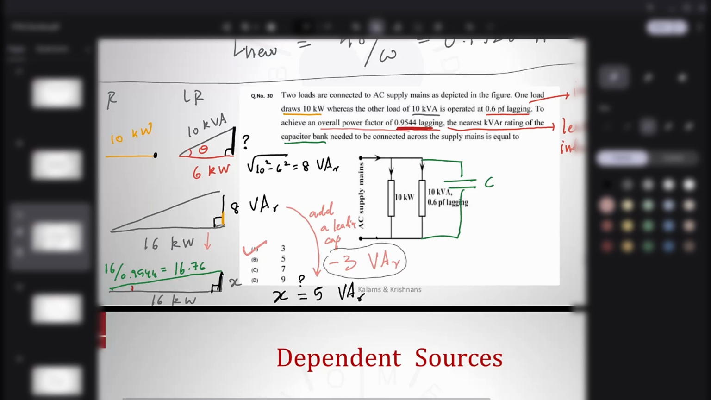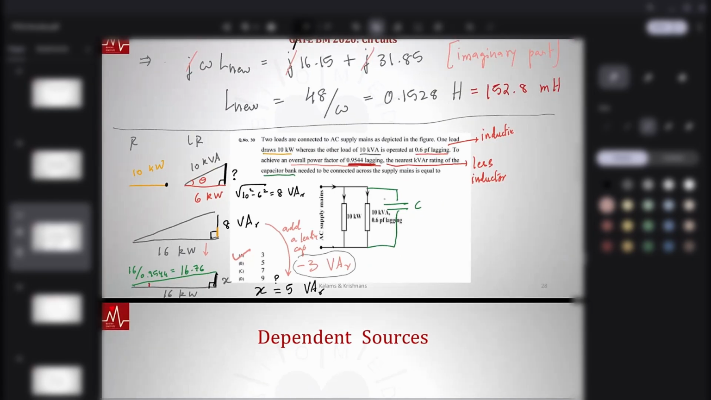Okay, so this is way too lagging. Add a leading element and decrease the triangle height. That is what they have essentially said. Okay, fine. I have indeed solved the problem. This has already been solved, but this kind of gives closure to our initial discussion.